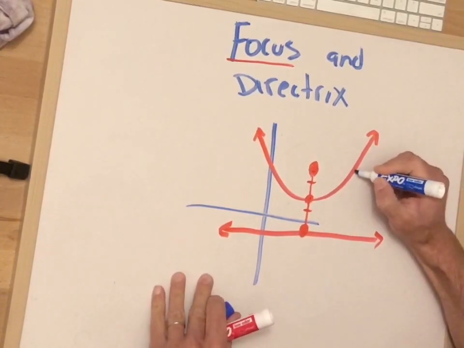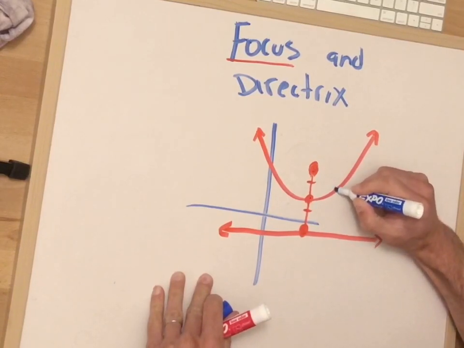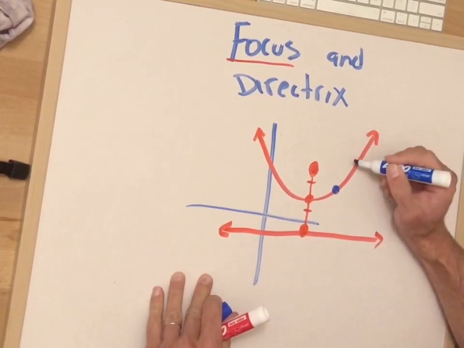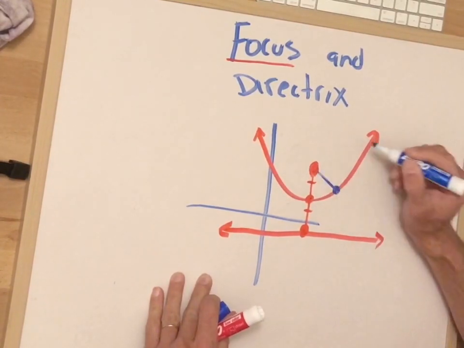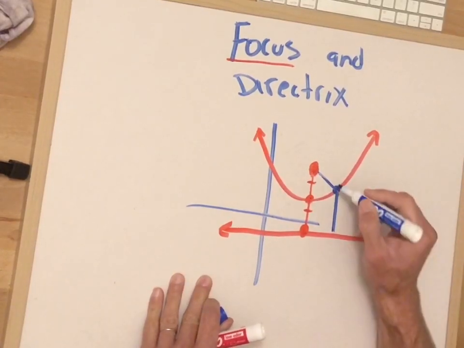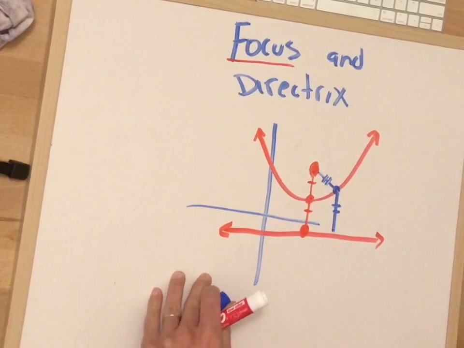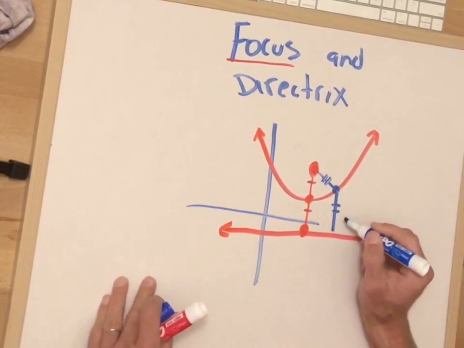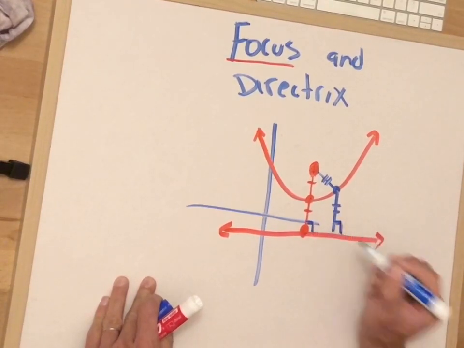So let's take a point right here. I don't know. Let's just say right here. The distance it is to the focus point is the same distance it is to the directrix line. Obviously, this isn't drawn to scale. It always has to create a 90-degree angle.